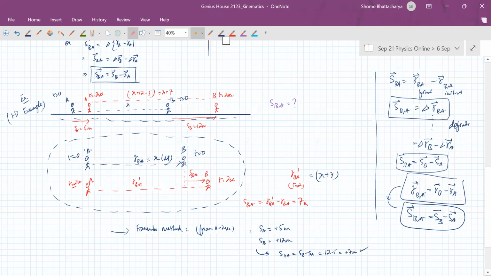So what is the displacement of B in your frame? It is how much the position has changed by. It has changed from x to x plus 7. So your conclusion is that, with respect to you, B has moved away by 7 meters. So the displacement is plus 7 in the 1D system. I got it, sir. Understood?